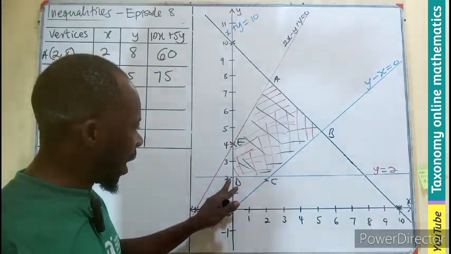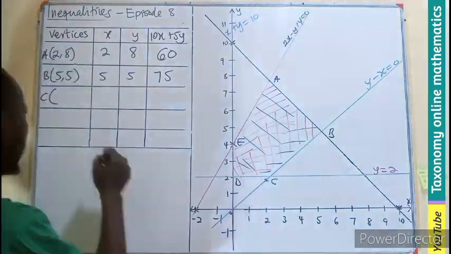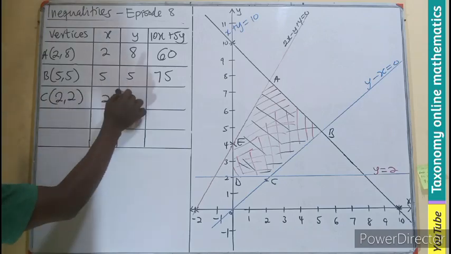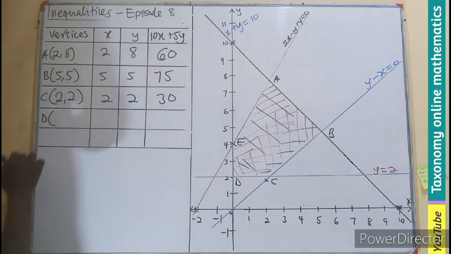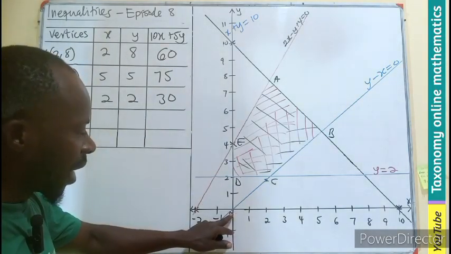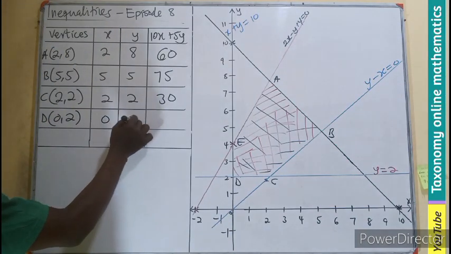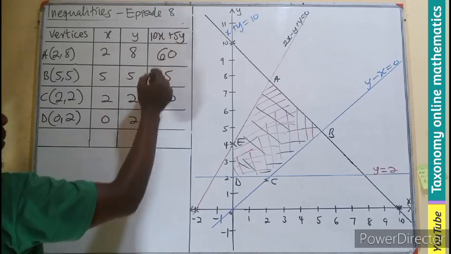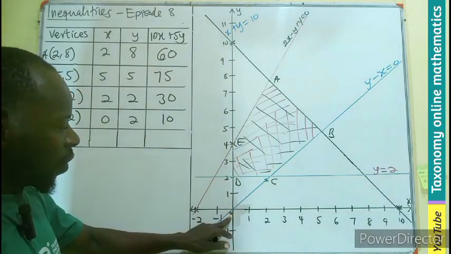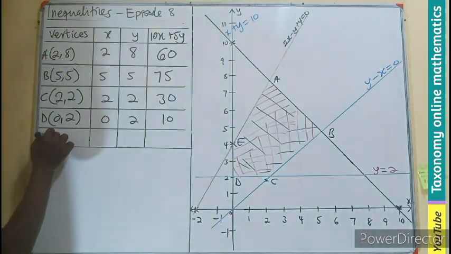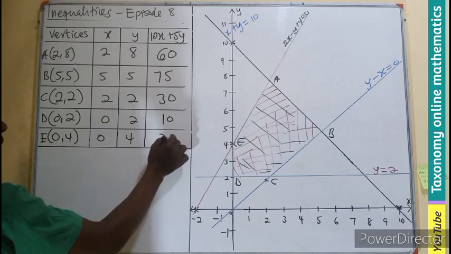Let's go for C. You can see the line is supposed to pass through here because this is the point of intersection. So that gives us 2, 2. So 2, 2, 20 plus 10. That will be 30. Where is the D? The D is here. 0 on the x-axis, 2 on the y-axis. So 0, 2. That will be 2 times this, 10. E. 0 on the x-axis, 4. So 0, 4. 4 times this, 20.